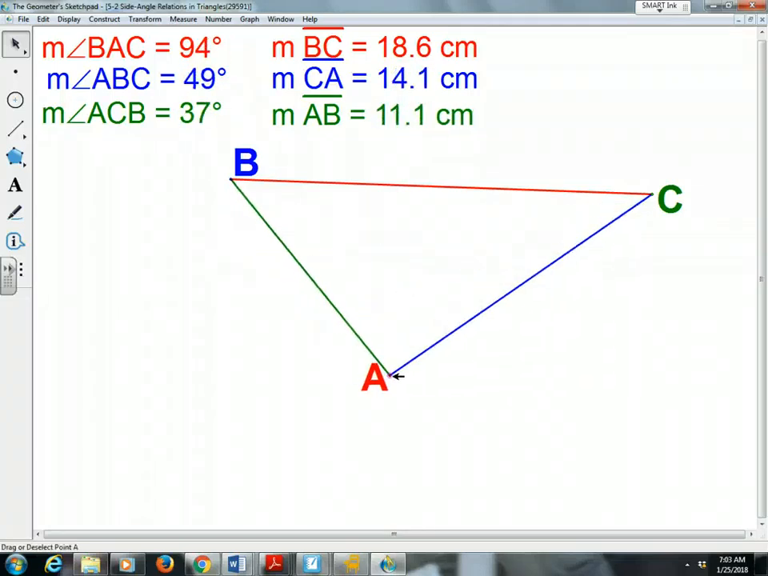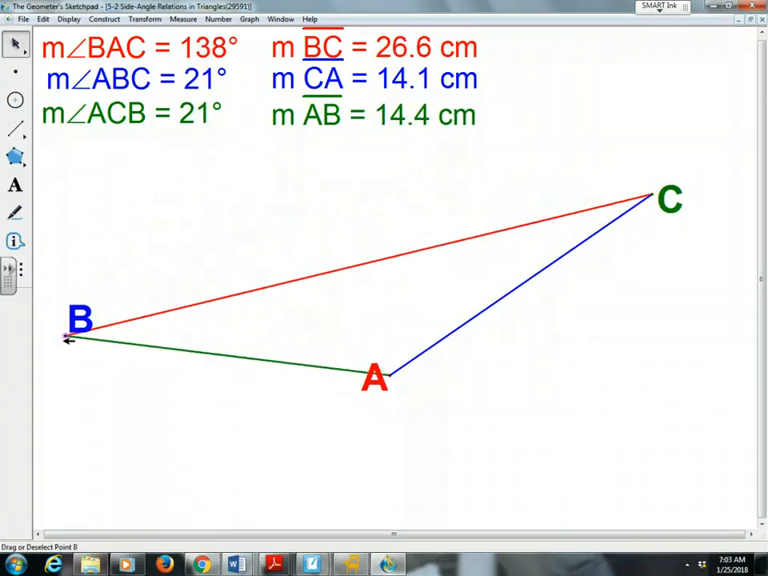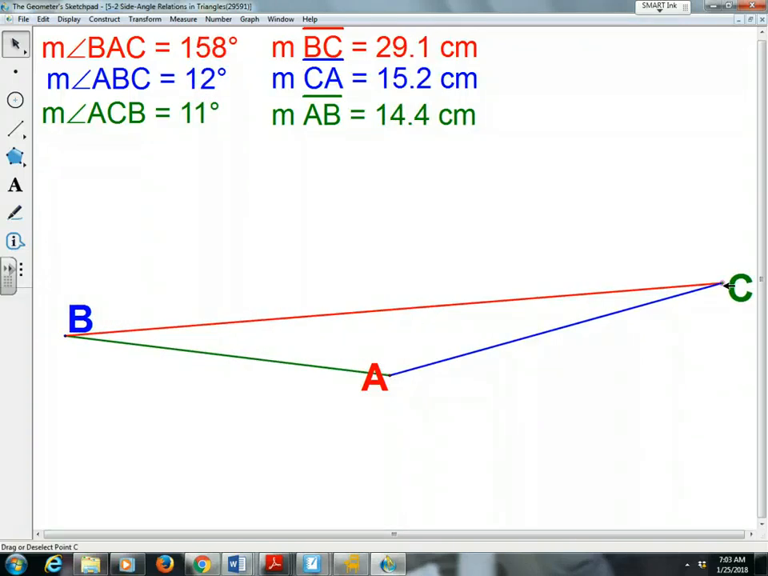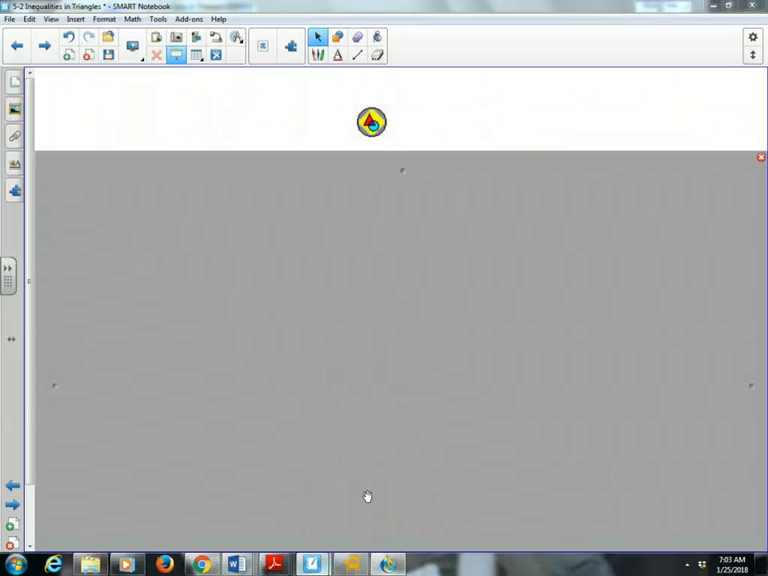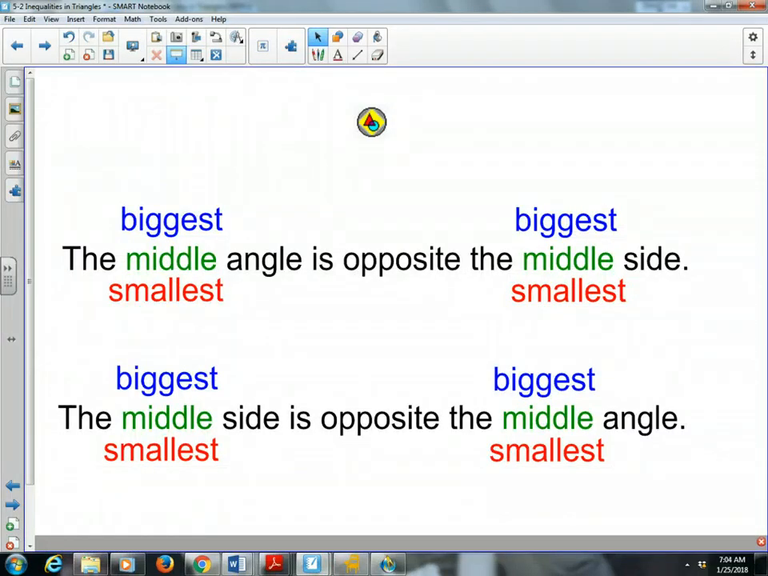Let's make angle A very obtuse. If we make A extremely obtuse, angle A is 158 degrees. Notice the side that's opposite angle A, it's side BC. It is clearly the longest side at 29.1 centimeters. So the relationship here is opposite the biggest angle is the biggest side. The middle angle is opposite the middle side. And the smallest angle is opposite the smallest side. That's the relationship that there is in every single triangle.